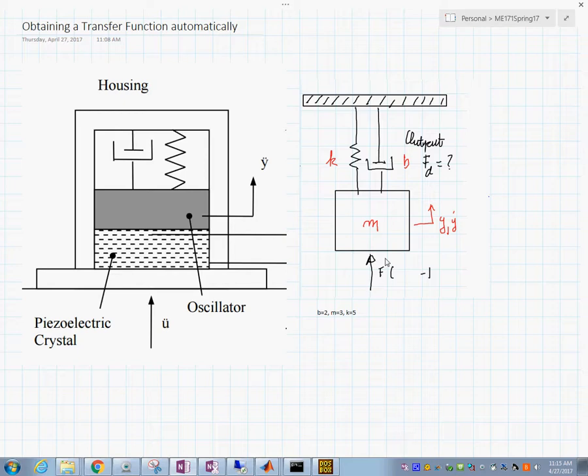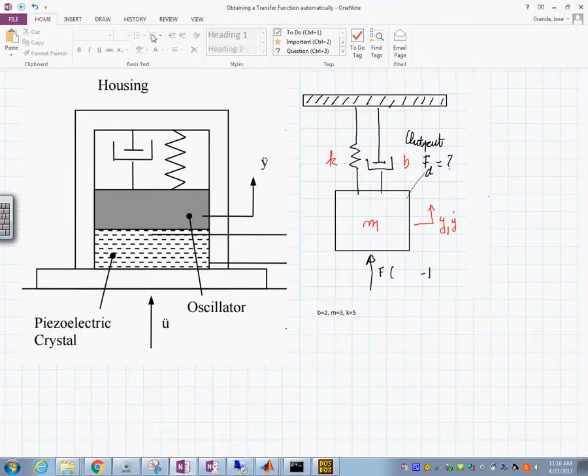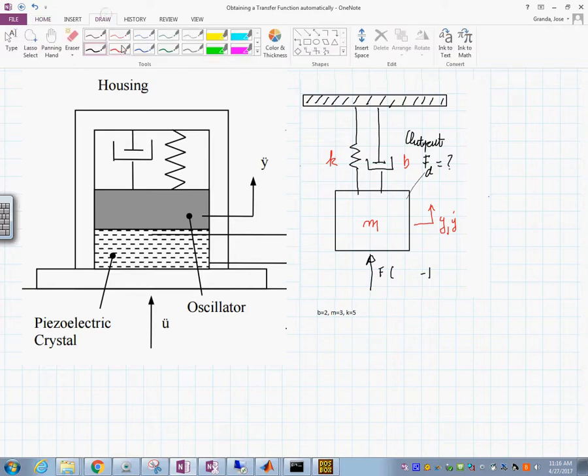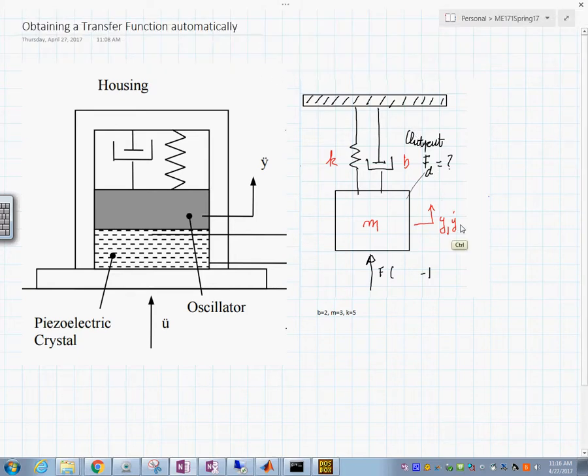We need to draw a bond graph model of this, and we could actually draw it on the system itself or outside on the right hand side, now that we already know what the steps are. So let's just change colors here to make it a little more dramatic.